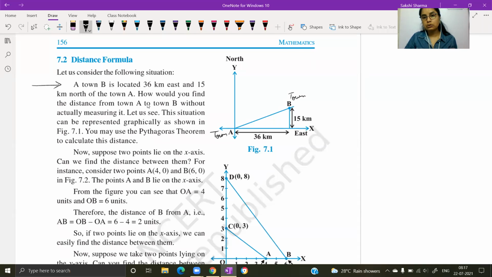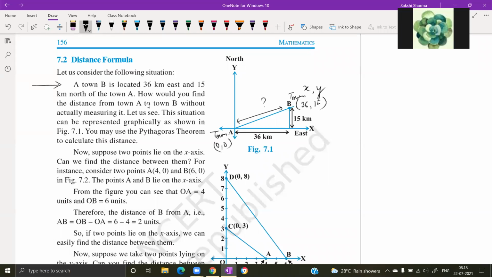So if you have to find out how far away these two are from each other, that means you have to find out the distance AB. You can find the distance using Pythagoras theorem, but if we apply the distance formula, does that give us the same answer? What will be the coordinates of B if we had to write them down using the distances given? 36, 15. Distance from the y-axis will be your abscissa, distance from the x-axis will be the ordinate. So the coordinates are 36, 15. So these are the 2 points given to us in the question.